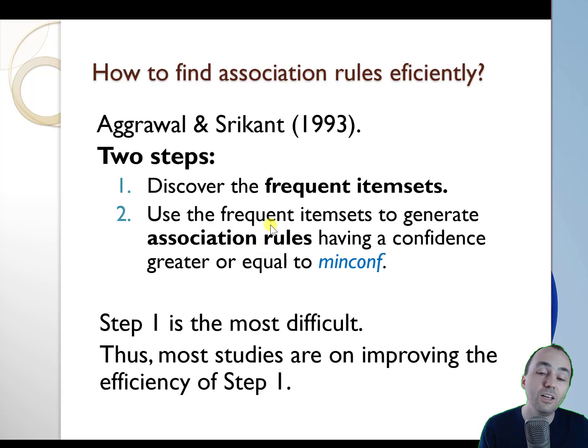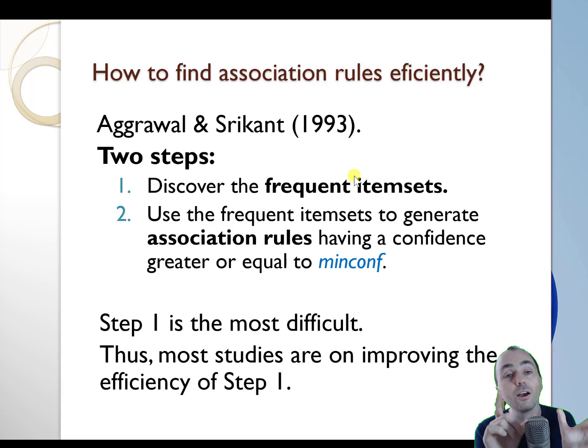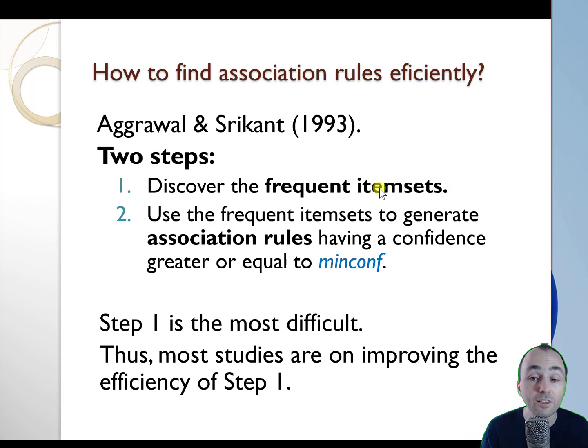So what does it mean? For example, first we find the frequent item set. Pasta, lemon is frequent. So because of this, we will make the rule like pasta implies lemon or lemon implies pasta. But other item sets that are not frequent, we don't need to use them to make the rules. So this can save a lot of time. In these 2 steps, the first one is the most difficult. So actually, most of the researchers have worked on the first step because it is harder.